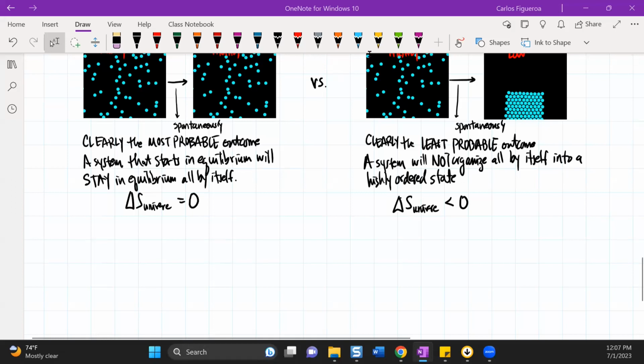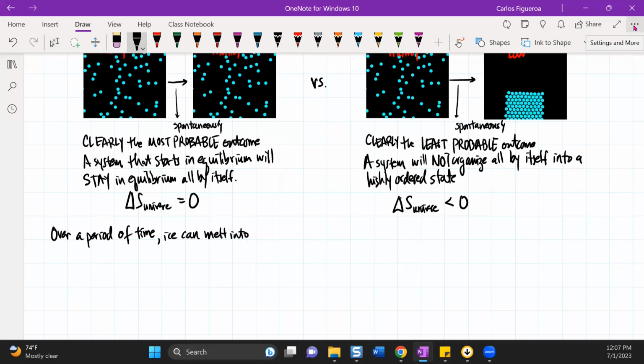So in this case, we can then say that over a period of time, ice can melt into water and then evaporate into water vapor.